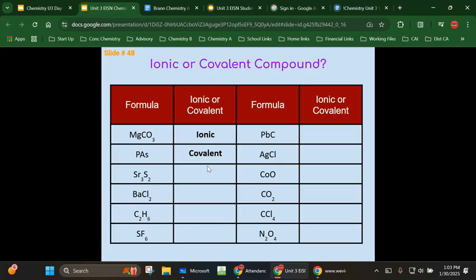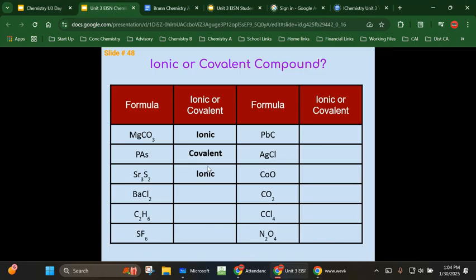2 elements only. And the first one is a nonmetal, it has to be covalent. Has to. There's no other option. Okay? SrS2, ionic or covalent? Why? Because Sr is a metal.